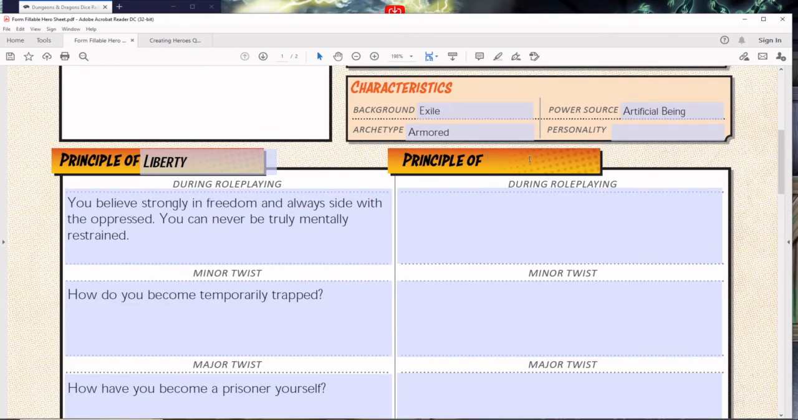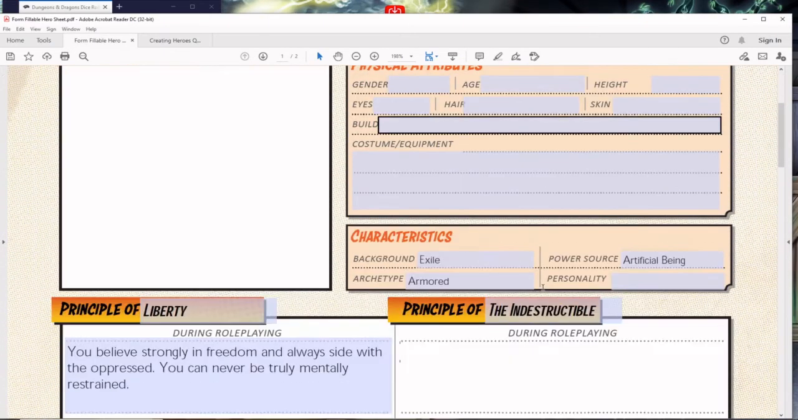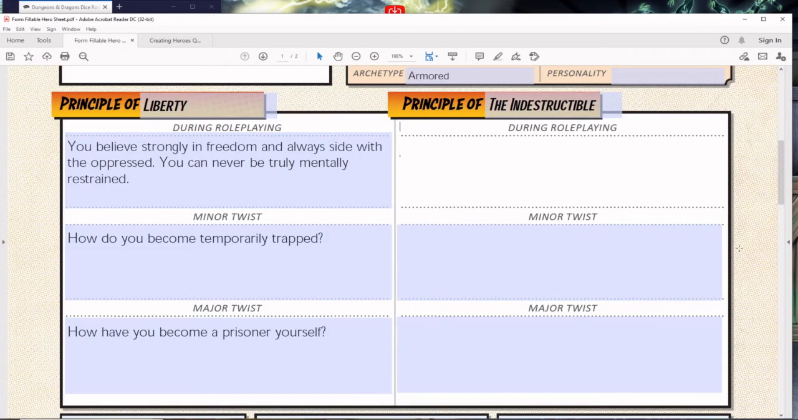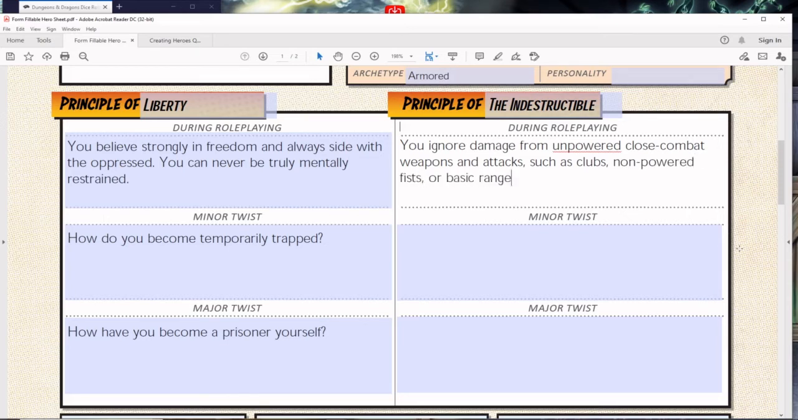The principle of the Indestructible, because she's a hard light construct. Okay. During role playing, you ignore damage from unpowered close combat weapons and attacks. Basically, if you're in a combat, you're not fighting unpowered close combat weapons and attacks. Such as clubs, non-powered fists, or basic ranged attacks such as slings and arrows.